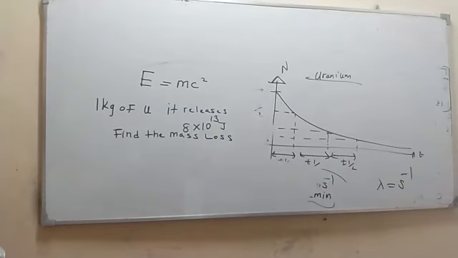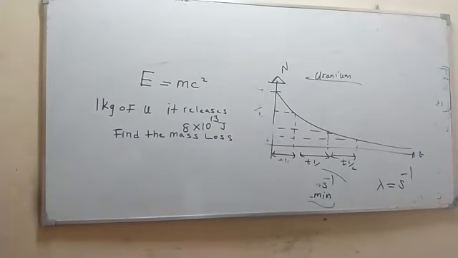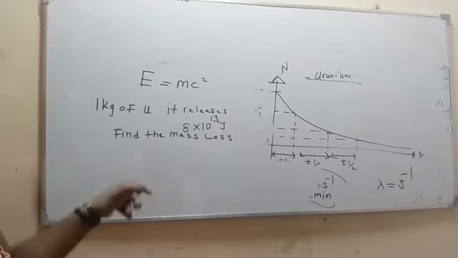So this E is equal to MC squared. When you are doing the calculation, this is not the mass, it is the mass loss. The thing is, there is an element. 1 kilogram of uranium is there. It starts to decay, right? When this element starts to decay, it is releasing 8 into 10 to the power 13 joules of energy. A particular time period we took and it is releasing this much energy. They are asking to find the mass loss.